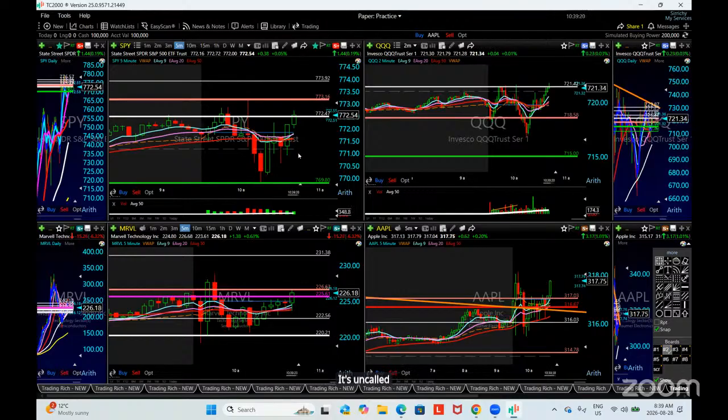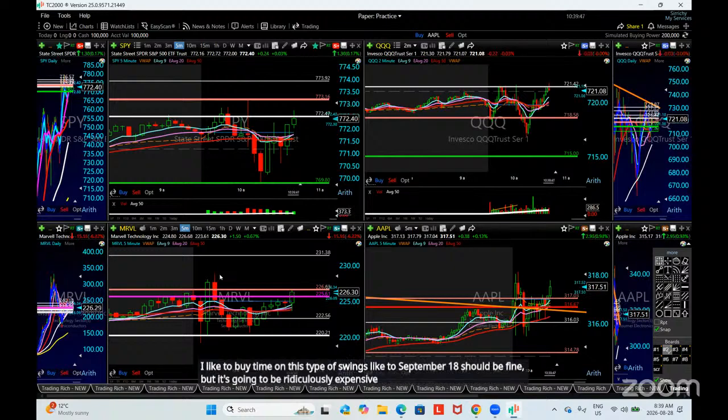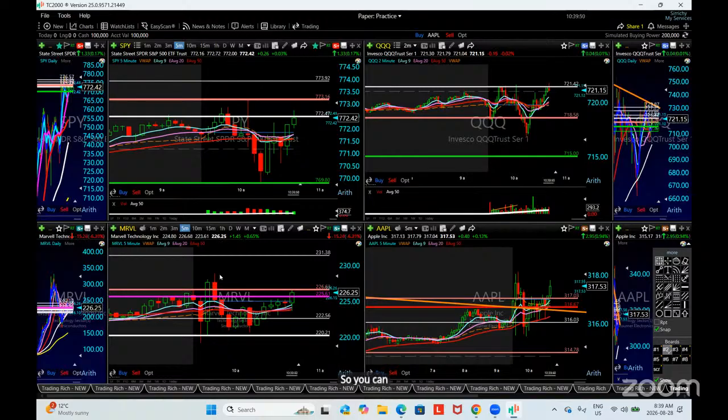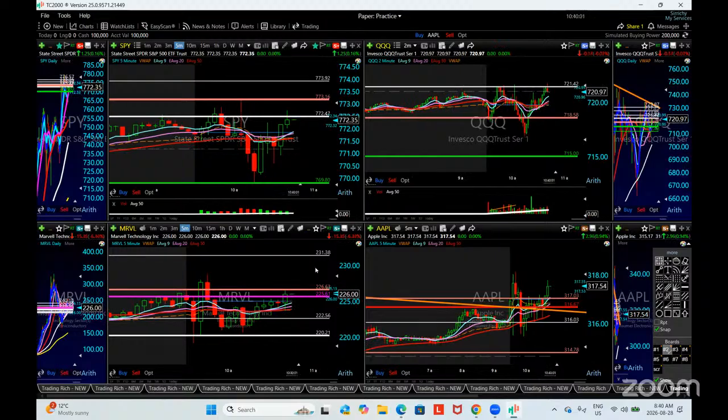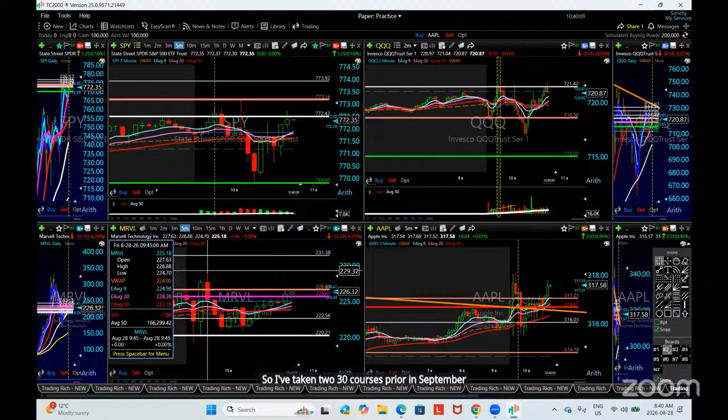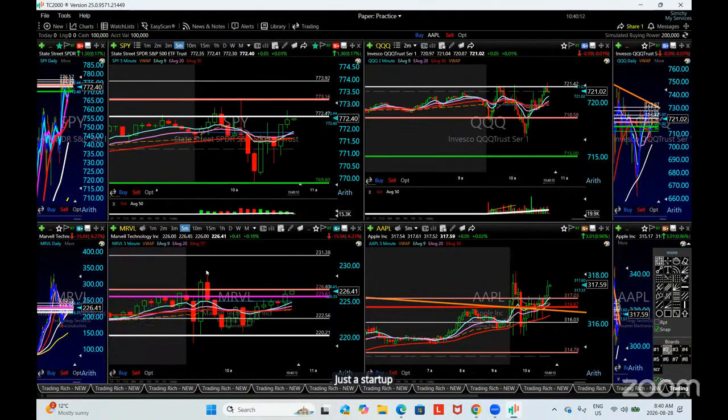It's uncalled for, right? So something expiring next week or in 2 weeks' time, 230 calls, something like that, should be able to work. Next week, September 4th, at least minimum, should be able to work. I like to buy time on this type of swings, like September 18 should be fine, but it's going to be ridiculously expensive. So you can get what works for your account, but I think this thing is going to be trading here by end of day. So I've taken 230 calls expiring September 4th. Just a startup position, small position for now, and I'll add to it later.